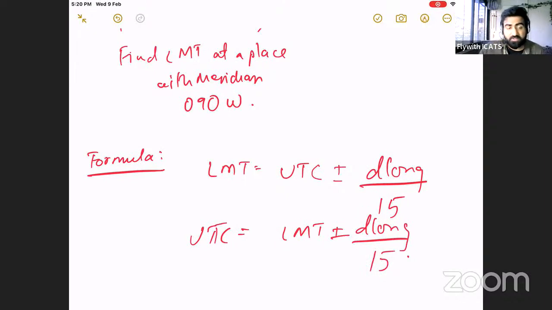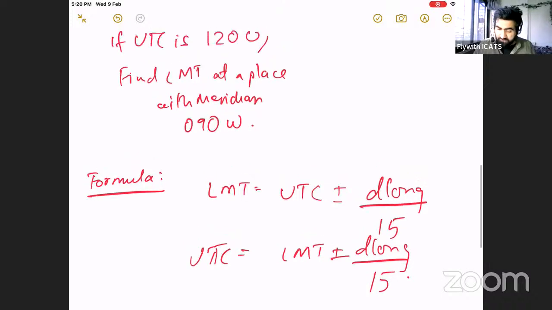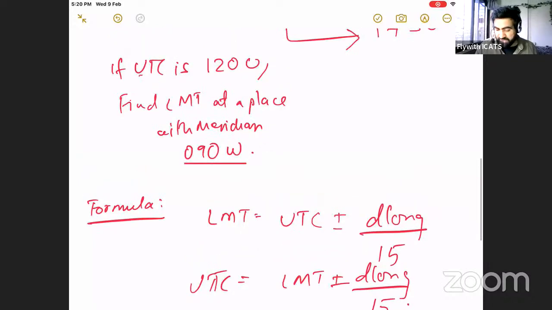In that formula, we have also given plus for east and minus for west. I want you all to look at the formula, students, quickly. See which formula is applicable. You're supposed to find LMT, the meridian is given to you. Now, where is your prime meridian, UTC?